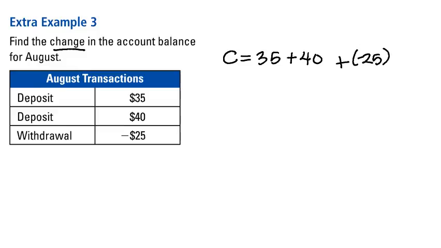They're taking it away. Now, as we look at this, I know that 35 plus 40 is going to be equal to 75. So 75 plus that negative $25 from that withdrawal. And then we can say, oh yeah, we're adding numbers of different signs, so I'm just going to be using subtraction. So I know I have 75 minus 25, and I know that C is going to be equal to 50. So the change in the account balance was $50. So we can say that in August, we increased the amount in our account by $50.